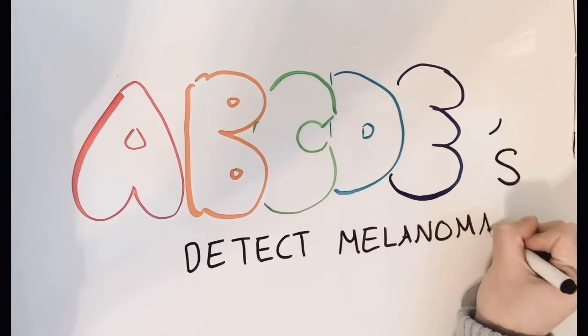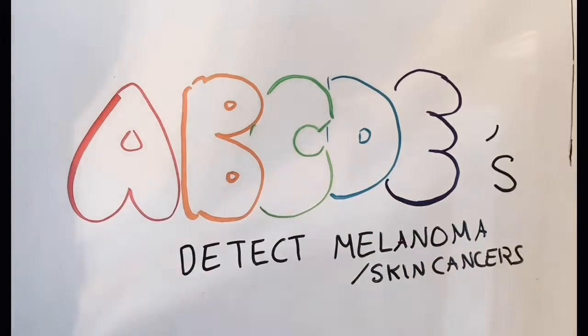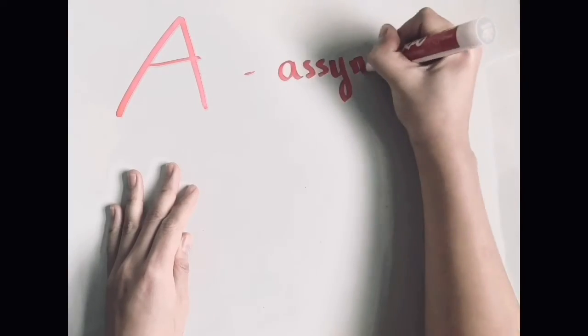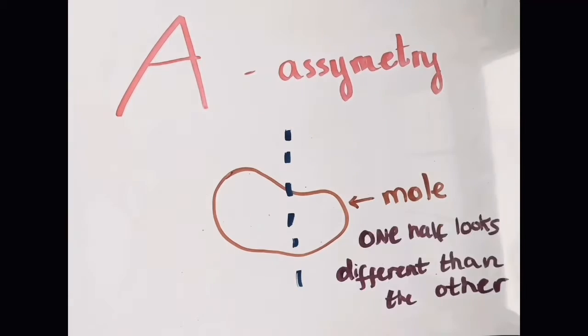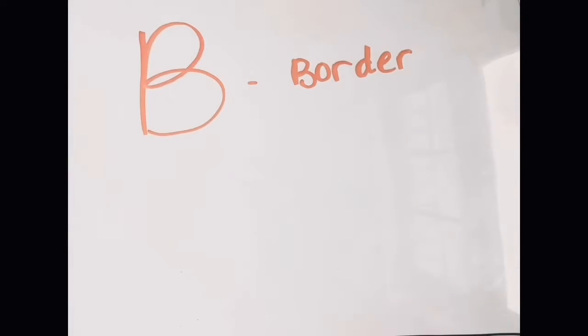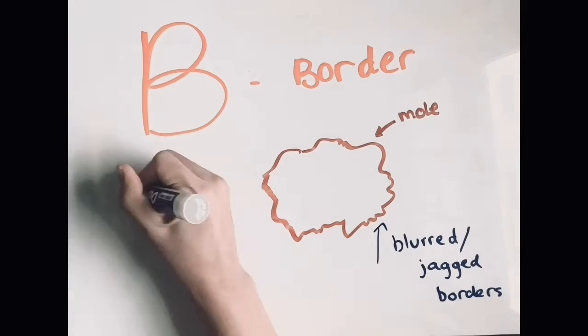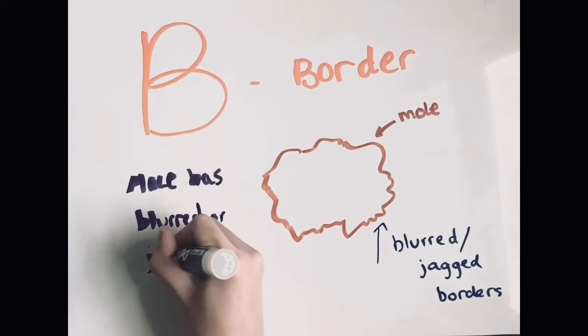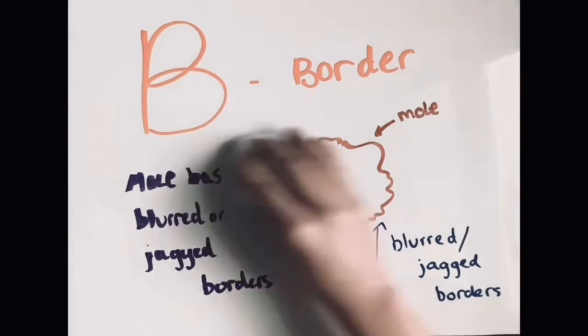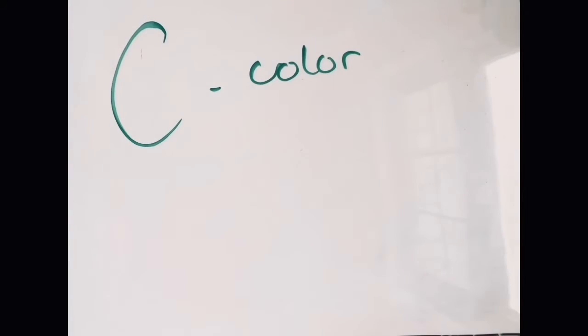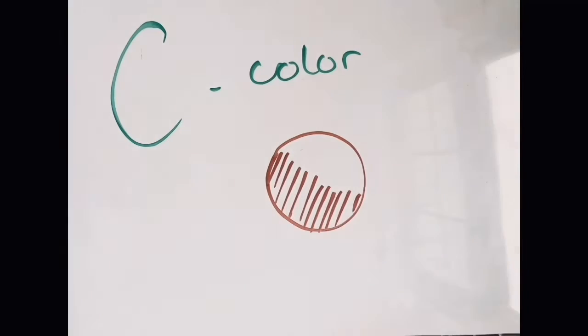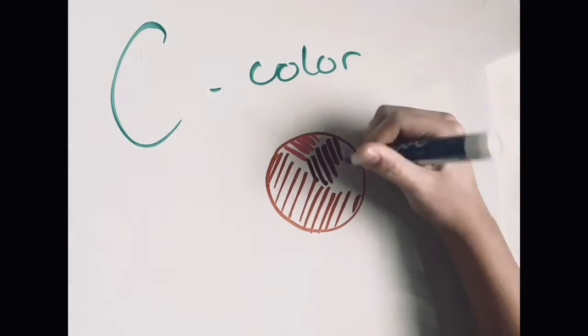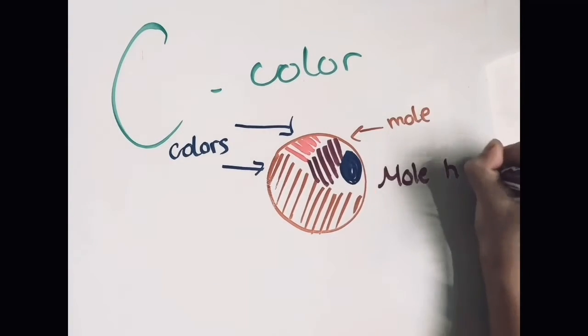Thinking of the ABCDE rule can help you remember what to look for. The first sign is asymmetry. This is when one half of the mole looks different than the other half. B is for border. Some abnormal moles have blurred or jagged borders that are signs of skin cancer. C is for color. Shades of black, brown, or tan may be present. Areas of white, gray, red, pink, or blue may also be seen. Generally, it's a dangerous sign if a mole has more than one color.